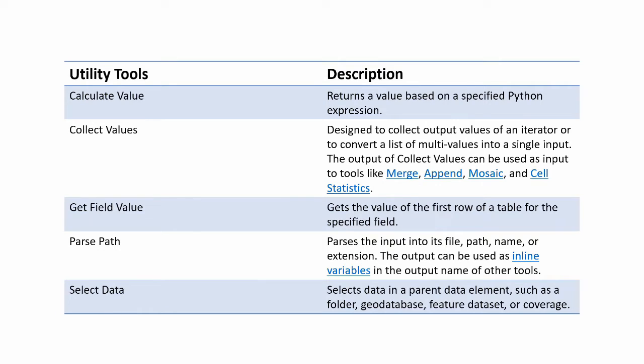The other one is Select Data. It'll select data within that original data set or that parent element, and then carry that throughout the process.